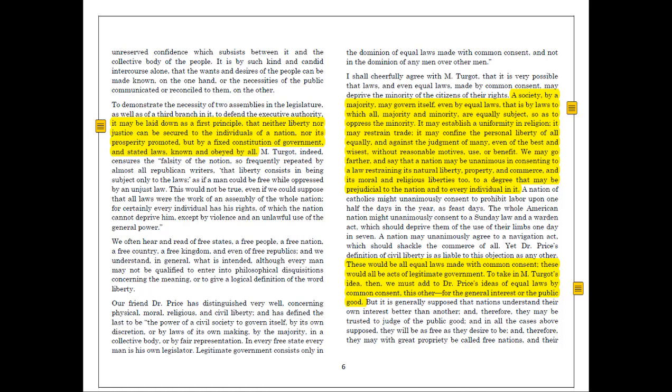We may go farther and say that a nation may be unanimous in consenting to a law restraining its natural liberty, property, and commerce, and its moral and religious liberties too, to a degree that may be prejudicial to the nation and to every individual in it. Now, this is a much more difficult conceptual problem. Can you imagine a people going to the ballot box and, of their own free volition, of their own sense of their own agency, voting to deprive themselves of rights?